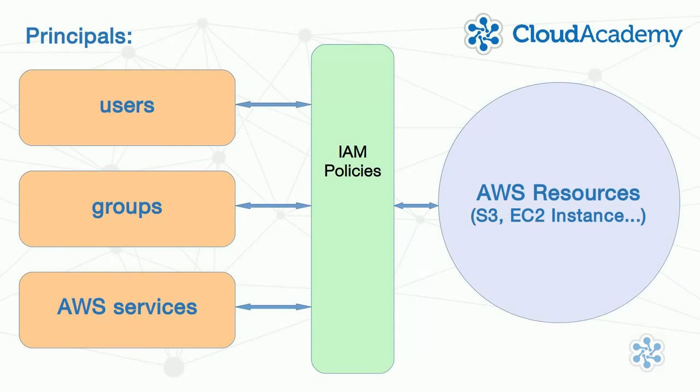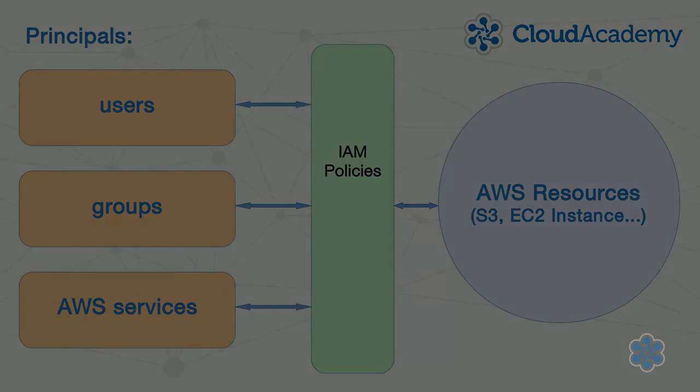A principal, by the way, in AWS terms is a user, a group, or an AWS service like an EC2 instance. By resource, in this context, we mean an S3 bucket and its contents, or an EC2 instance and the data and services it provides. By policy, therefore, we mean control over exactly who can read, write, create, or delete an object or service.